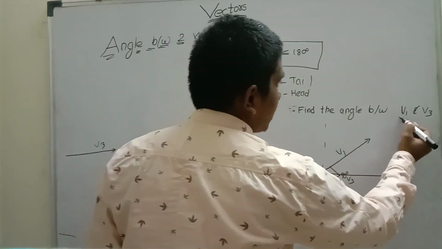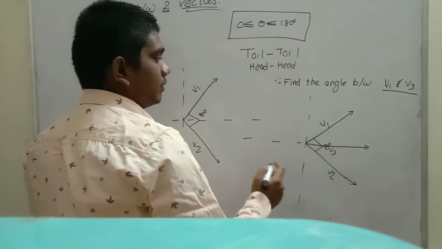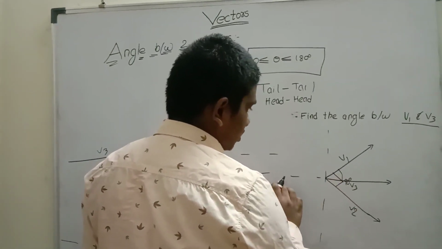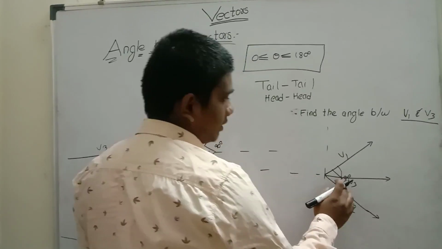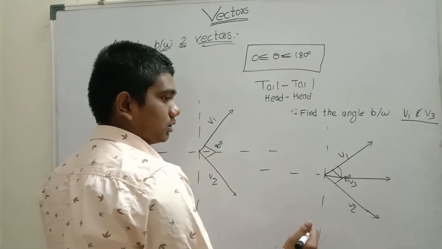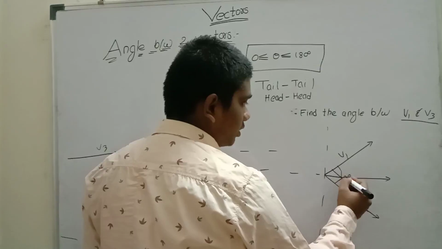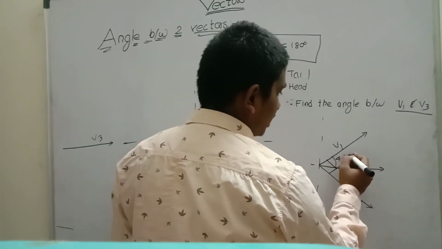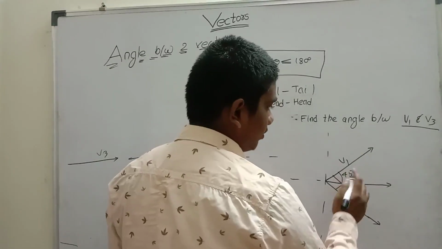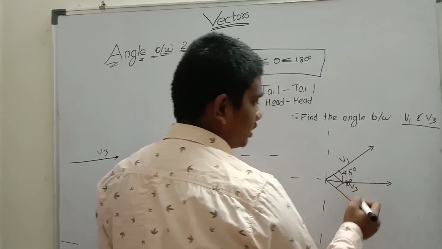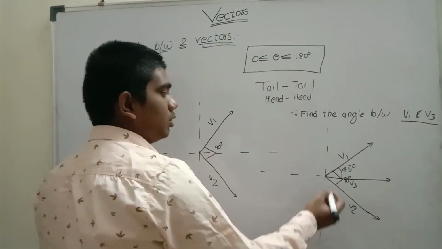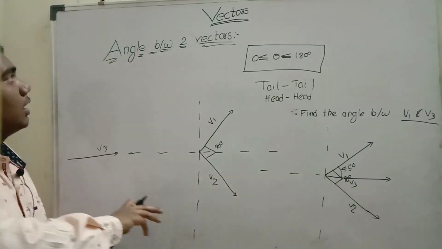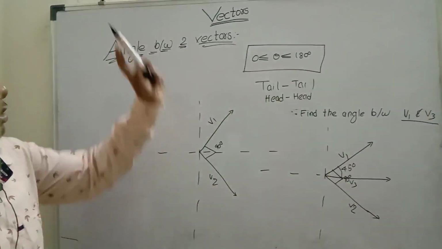So here they asked for the angle between V1 and V3. This is the angle bisector. It divides the angle into two equal parts. So here the angle becomes 90 by 2, half of 90, which is 45. So the angle between V1 and V3 is 45, and the angle between V3 and V2 is also 45, because the whole is 90. Like this we can find the angle between two vectors.